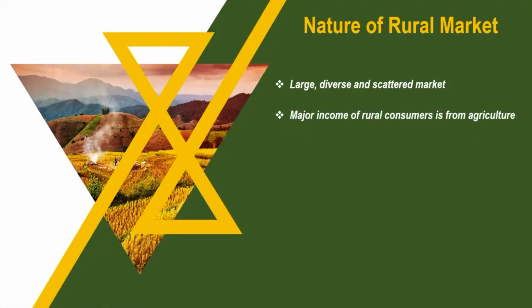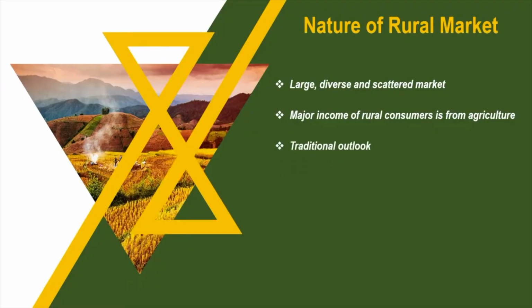Then major income of rural consumers is from agriculture. That is something which leads to uncertainty, which is inbuilt into this segment. Poor monsoons, sudden rain which is not required at a certain part of the season, certain other weather vagaries, they can create havoc in the produce of agriculture for rural consumers and that can impact their income. So, this is a very uncertain kind of a scenario. Then traditional outlook of the market, people are relatively more traditional, more grounded as compared to city folk.